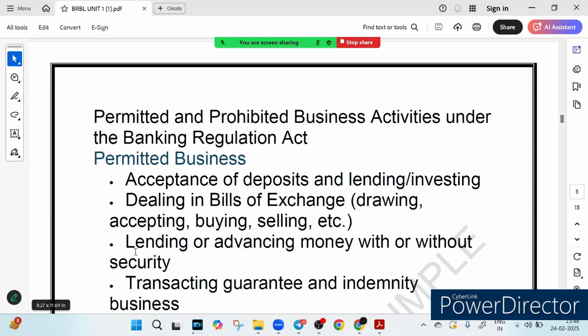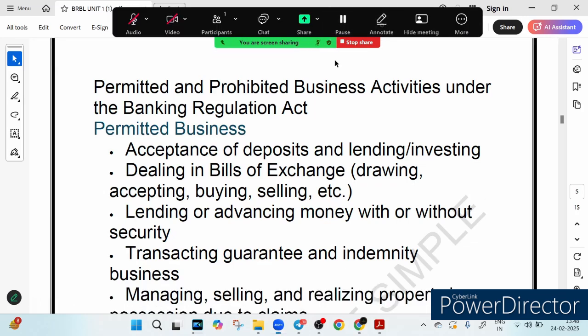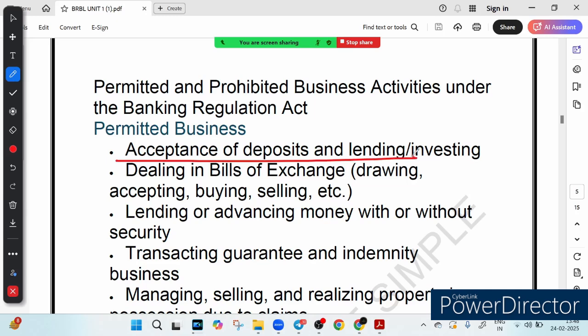First, let's talk about the permitted business. These are the activities that banks are allowed to engage in. You can see the first thing they can do is the acceptance of deposits and lending. This is the bread and butter of banking, right? Banks can accept deposits from you and lend that money out to others or invest it.